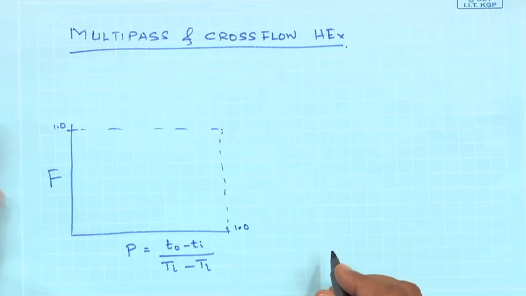I am going to show you how this F varies with these parameters, and the graphs are available in your text. Whenever, while designing heat exchangers, you come across these kinds of mixed flow situations, always look for the correct value of F to be used in the LMTD relation. So, let us take a look at what we have over here.